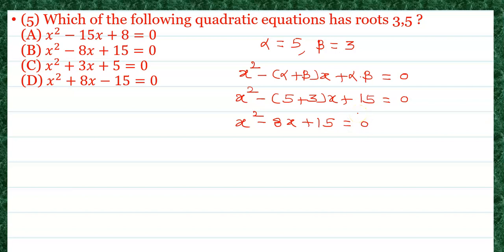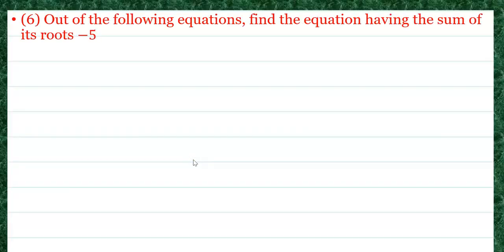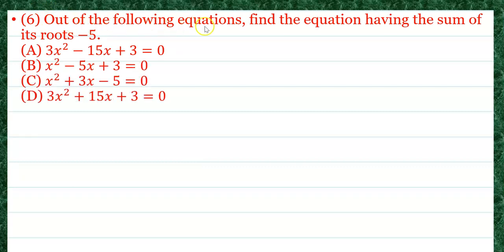तर हे काय झालं, quadratic equation, x square minus 8x plus 15 is equals to 0, and hence the answer B is a correct one. Now the next is number 6. Out of the following equations, find the equations having the sum of its roots as minus 5.